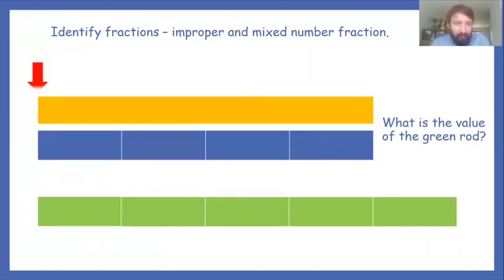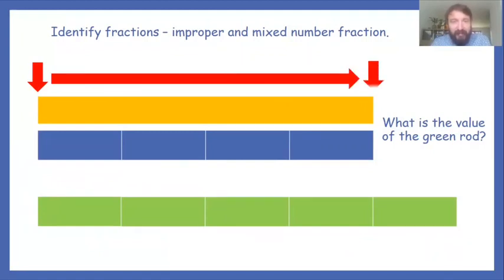So let's have a look through this model. Now, again, more animation. We have our one whole as our yellow bar. We can see that our blue bar is quarters. Now I'm asking you, what is the value of the green rod? Well, you can look, and if I quickly look at the difference here, you can clearly see that we have an additional section added to the green rod, of equal parts.